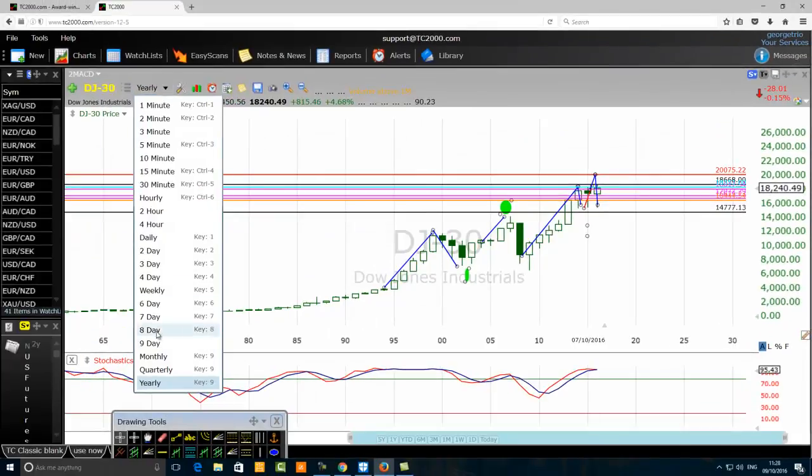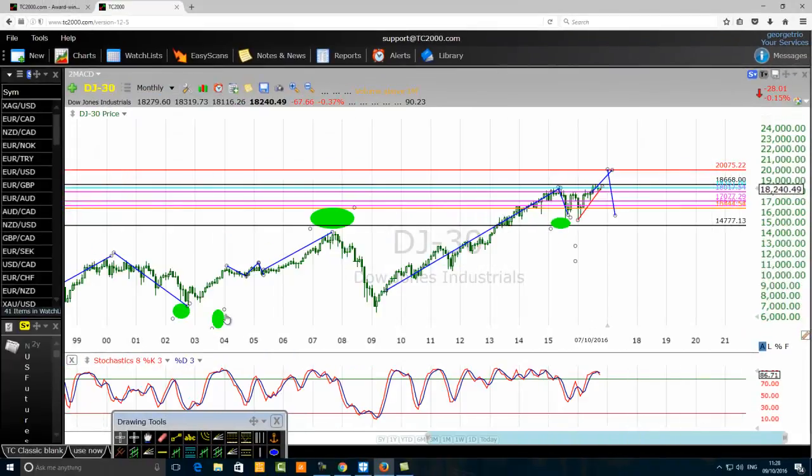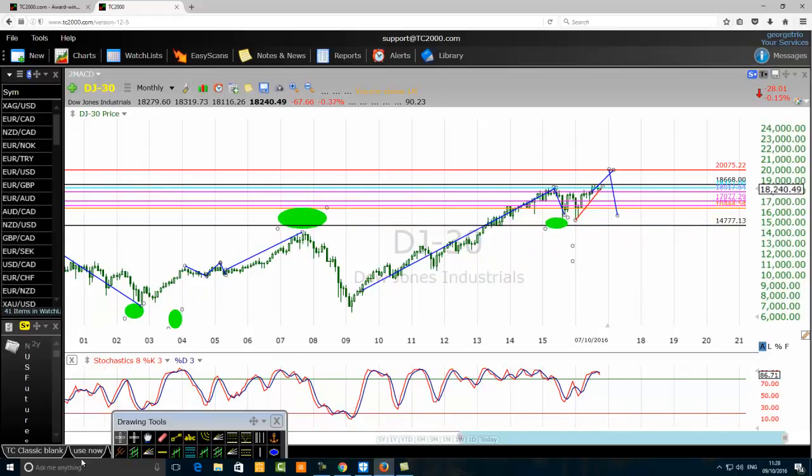Going back to the monthly chart, what's happening? We see that the Dow Jones is still in a rising channel, still above a bullish trend line. This is telling us that the market sentiment is bullish. The Dow Jones is in a rising channel, the market sentiment is bullish, but we will see how we play it up to 20075.